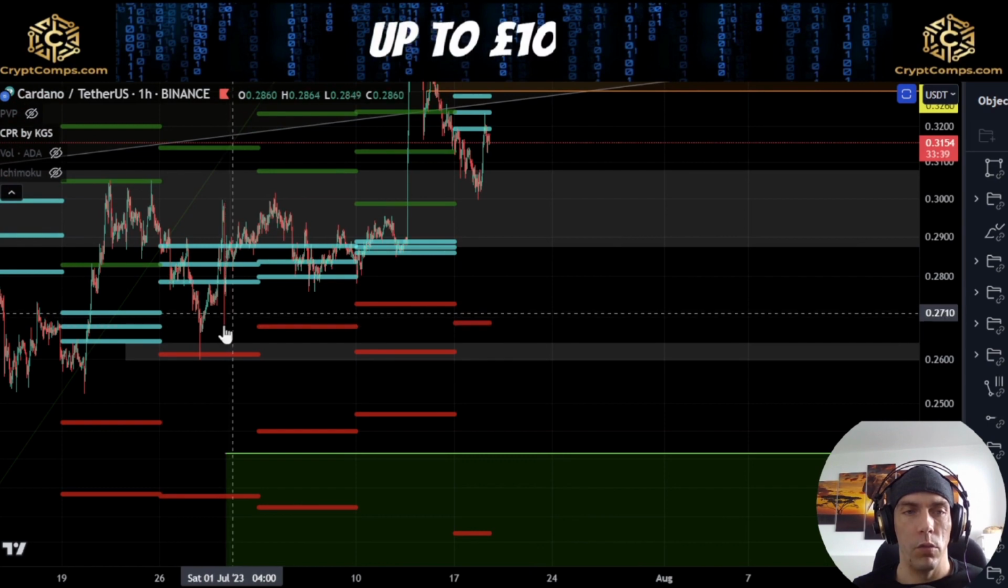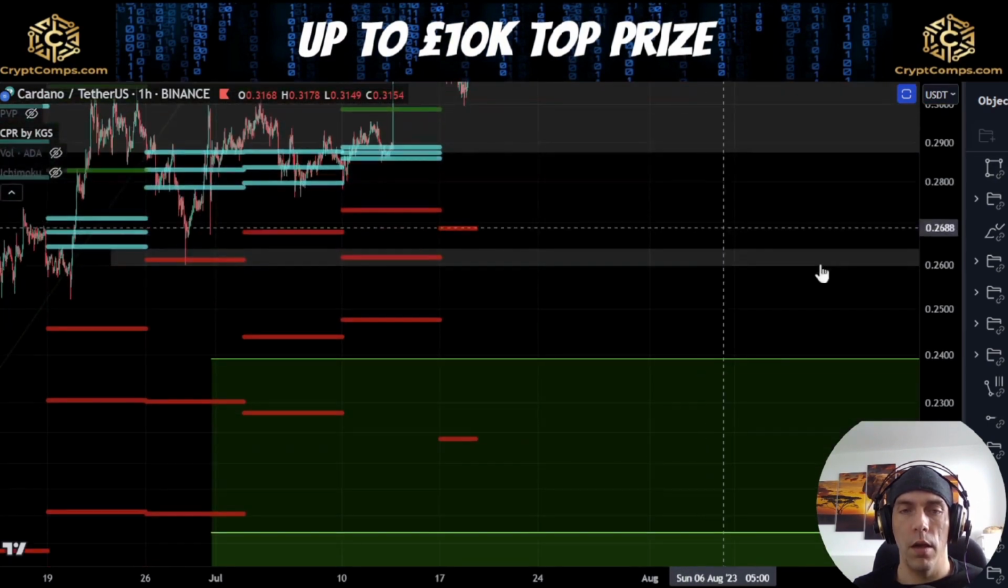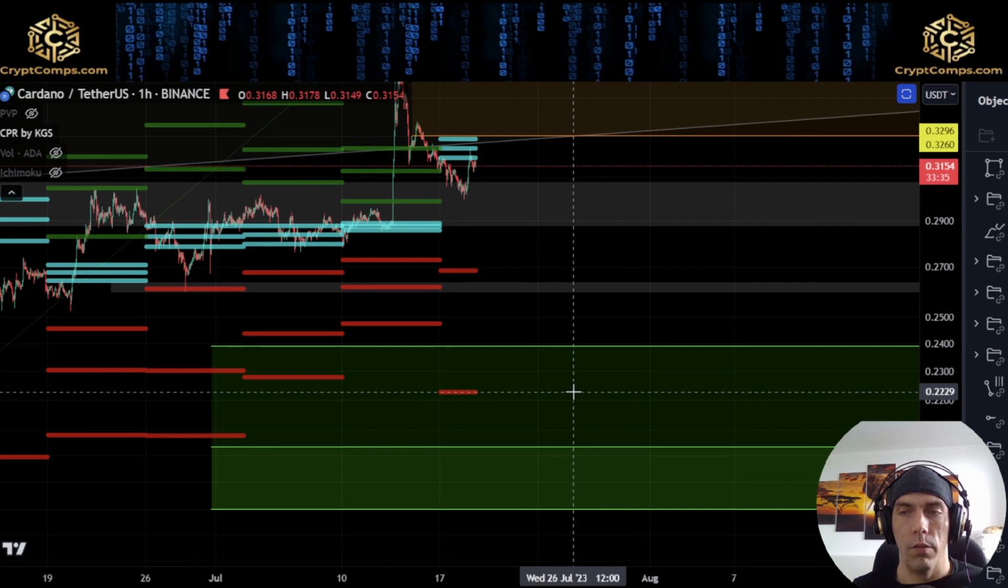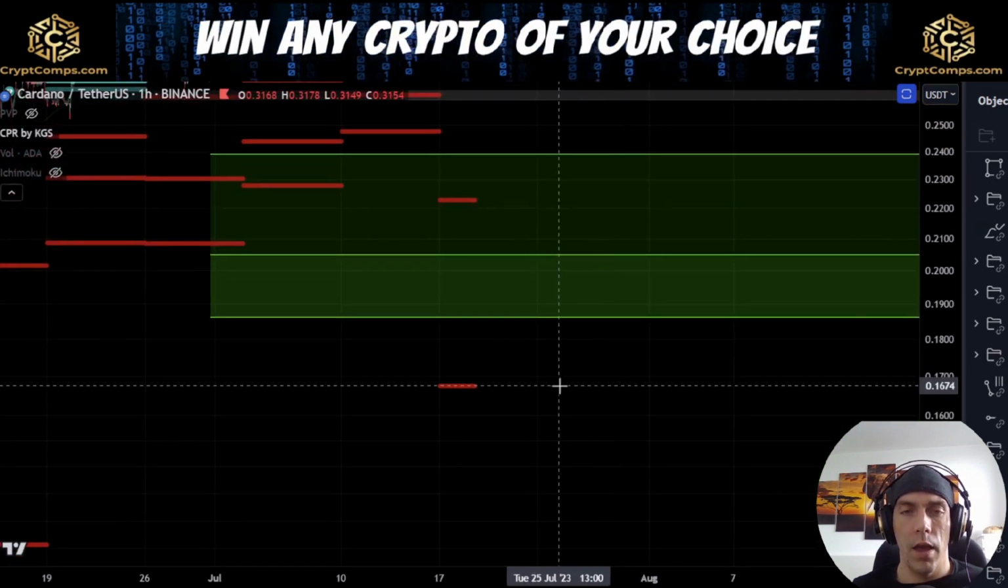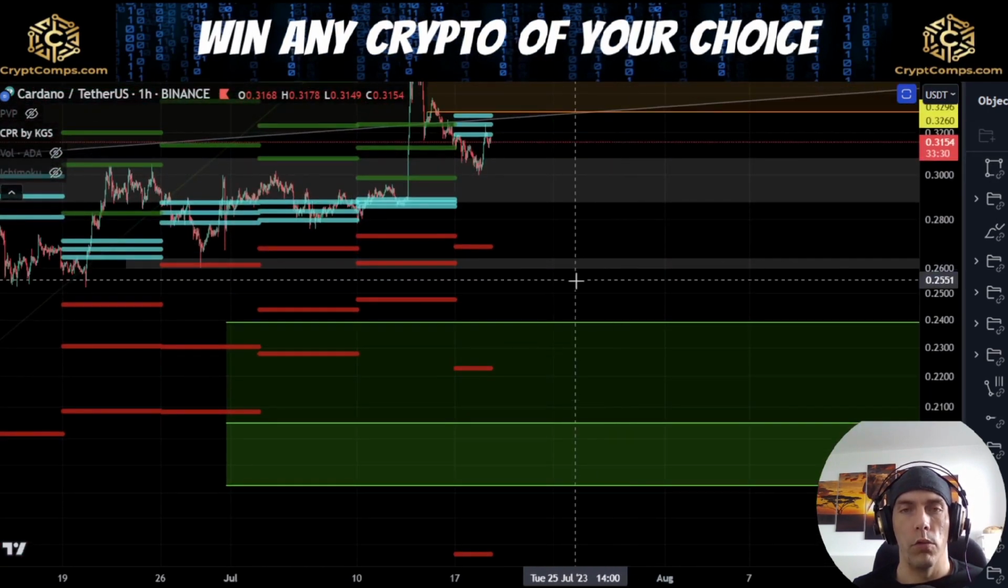This would be an interesting zone because of some of these swing lows that we have over here, and then lower down targets that we have is this 22.29 and this lower one of the 16.74 throughout this week.